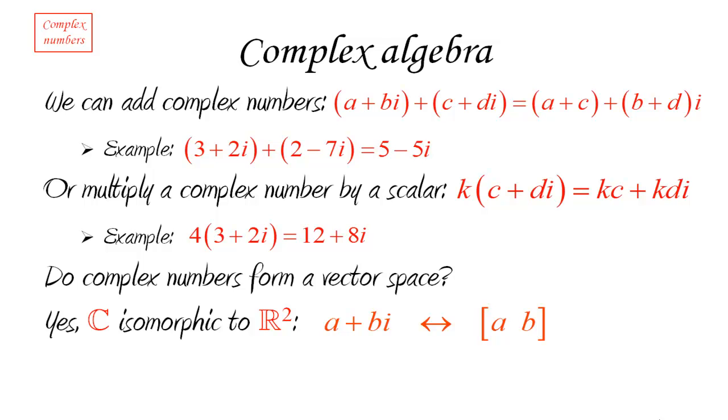And because of this isomorphism, we can see that an obvious basis, a standard basis for C, is going to be made up of the two numbers 1, which is going to be the basis for the real part, and i, which is going to be a basis for the imaginary part.